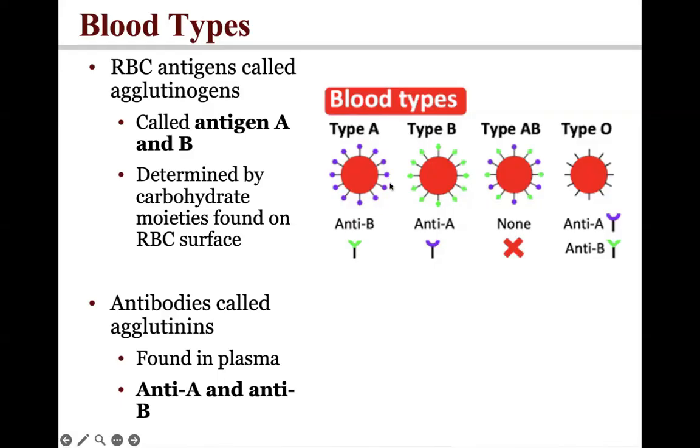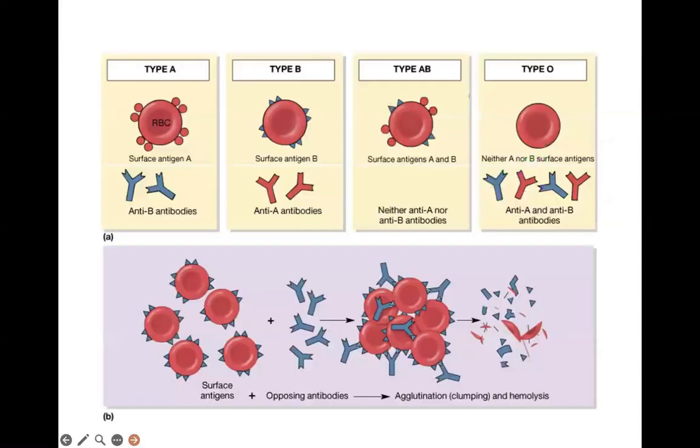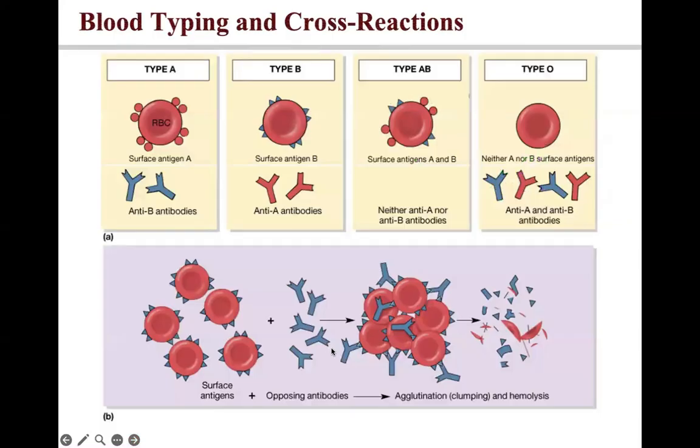Apart from these antigen and antibody, there is another factor which is known as Rh factor or rhesus factor. If the rhesus factor is present, it's called positive. If the rhesus factor is not present, it's called negative. Okay, so if you have it, it's positive. If you don't have it, it's negative. Okay, so let's go to the next slide. And this will help you to understand it better.